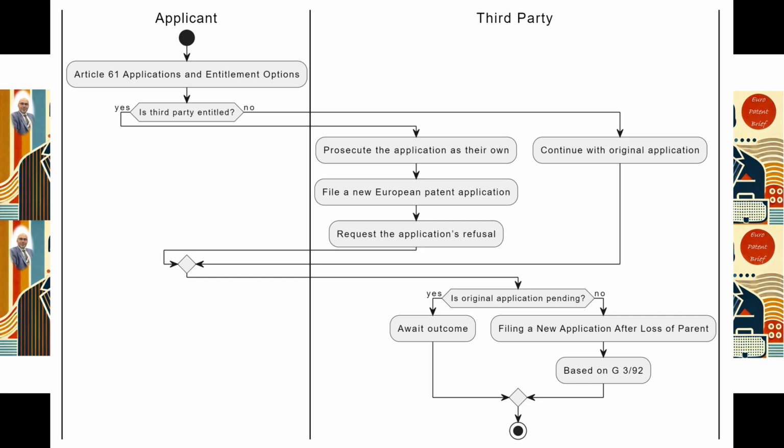Recap and reflection. Today, we've covered a lot of ground. We looked at fees for divisional applications, including filing, search, designation, and renewal fees. We also dove into special cases, like Article 61 applications. Take a moment to reflect on what you've learned. Which fees do you need to focus on?